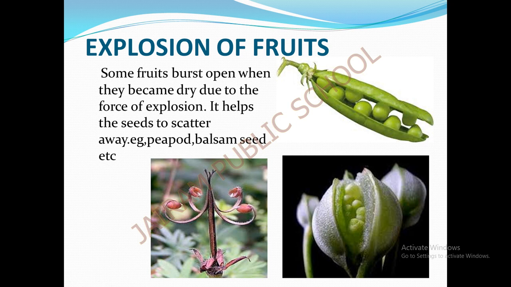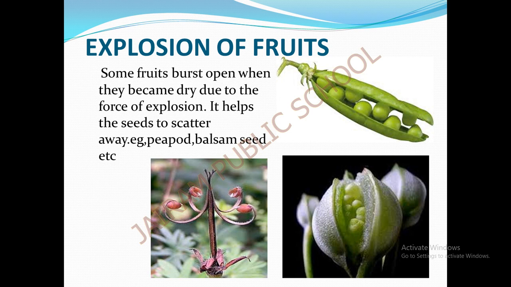Okay, so these seeds get scattered from the mother plant to some other place, and in that place these seeds start to grow as a new plant. And this is an example. This is the geranium. Okay, see, these are the seeds present in it. Pea pod, balsam. Due to the force of explosion, it occurs naturally without anyone's help. Okay, now is everyone clear about it?